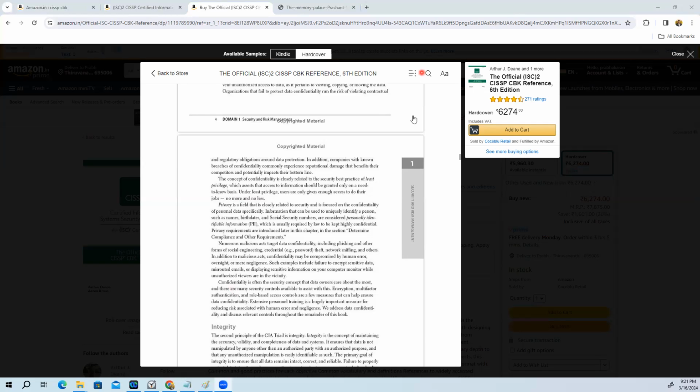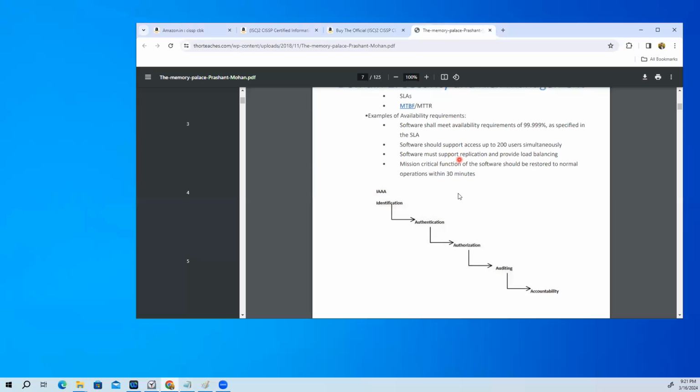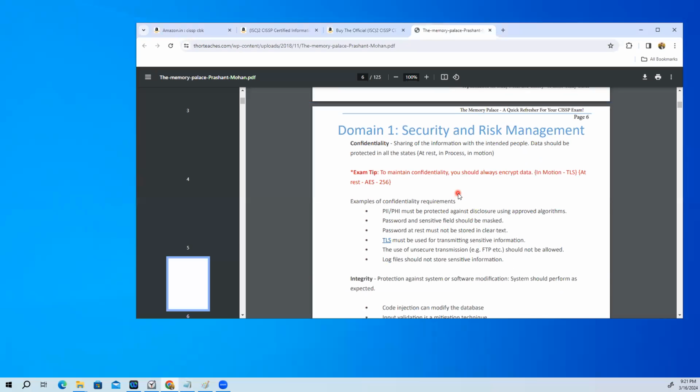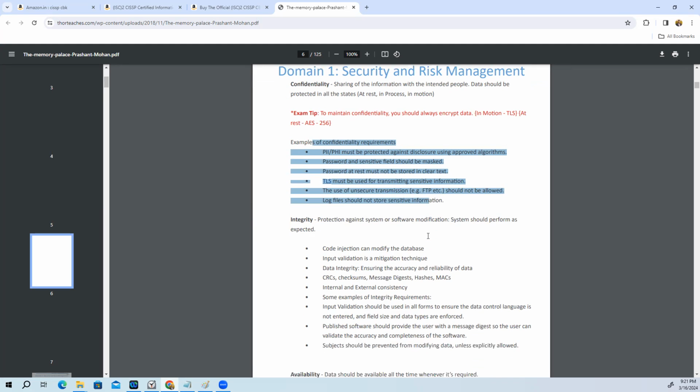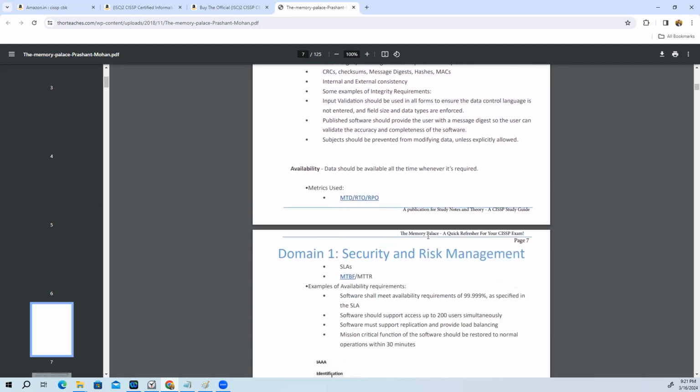I hope it is clear to everyone. Now, for the third book, we talk about the memory palace. As I said, you are in the last week of your session, so it is not possible for you to remember everything. In this case, this is a short, concise book which is a summary of the CISSP book and the CBK. You can see whatever was highlighted, it is there.